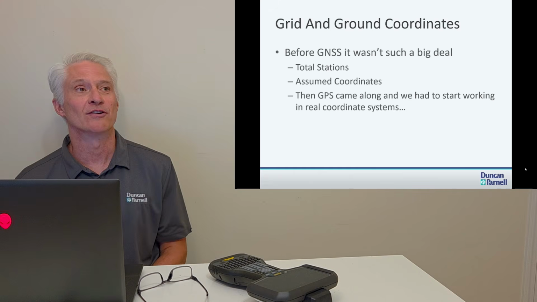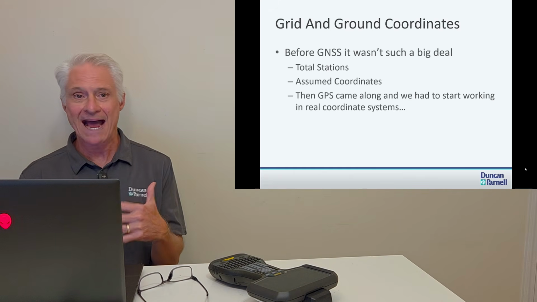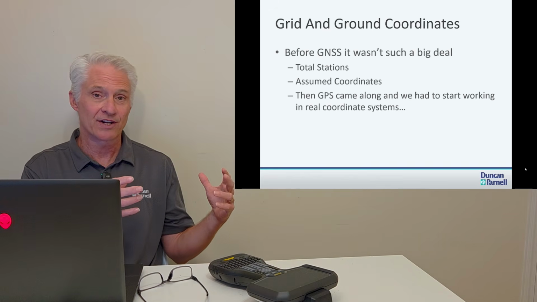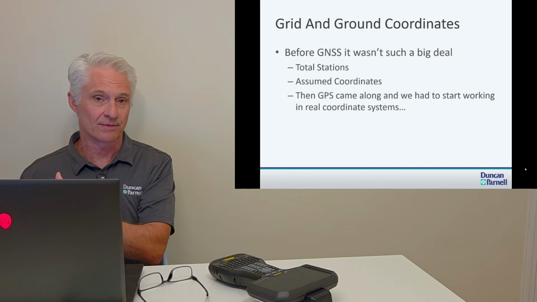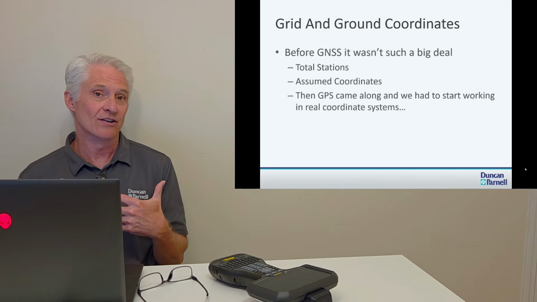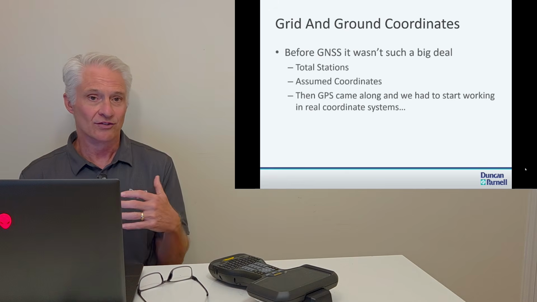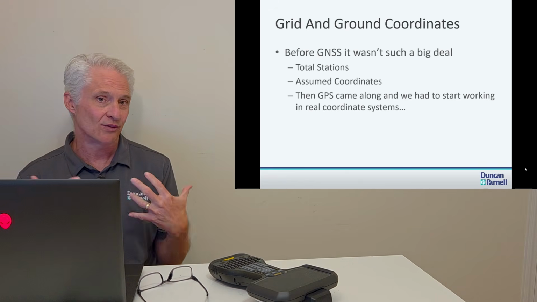There's also a misunderstanding that the type of sensor you're using in the field matters. Like if I'm using a total station, I'm going to get ground distances. If I'm using GPS, I'm going to get grid distances. There's some myths there as well that we need to understand how the software works so that we can use it properly, all right?